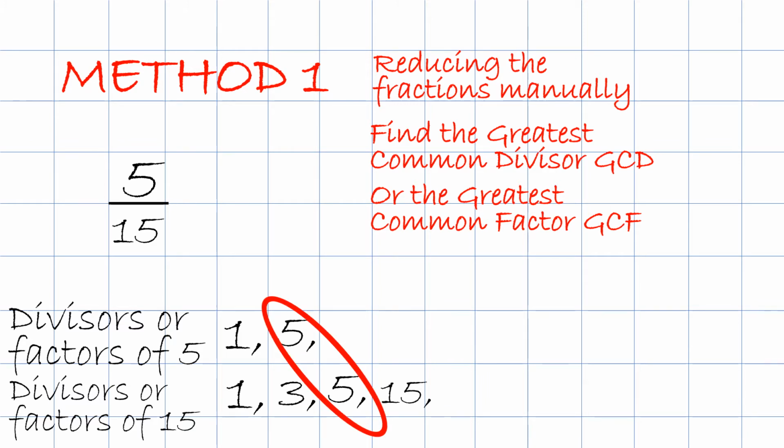So, back to the problem. 5 divided by 5 will be 1. 15 divided by 5 will be 3.